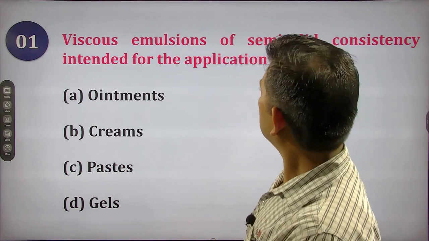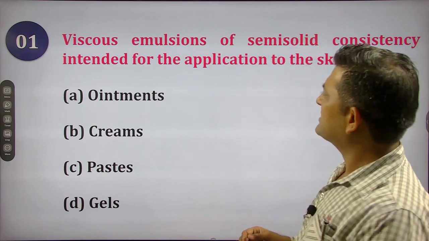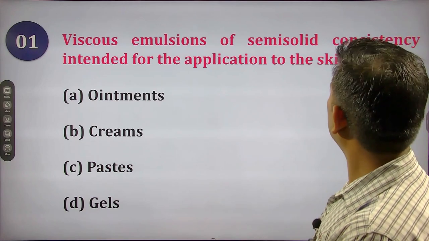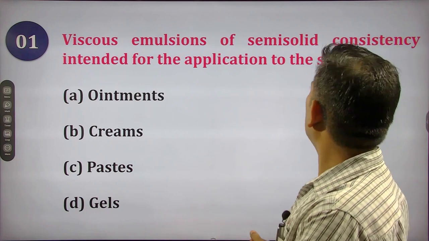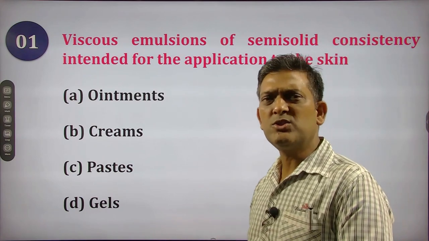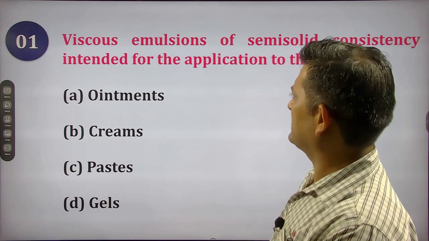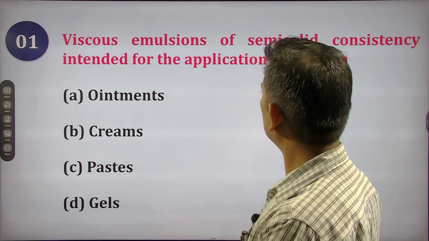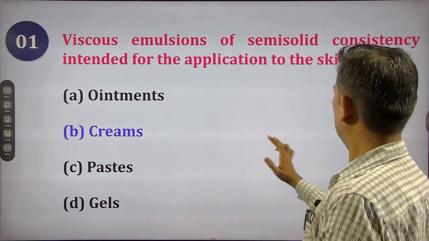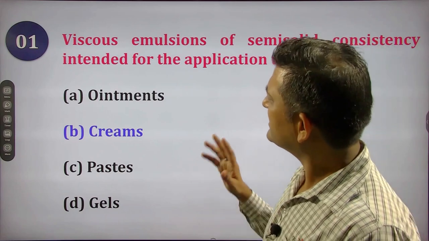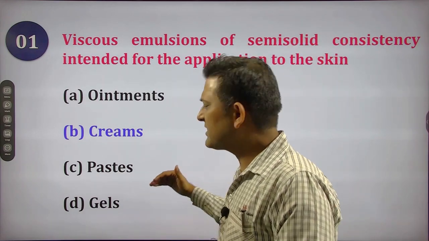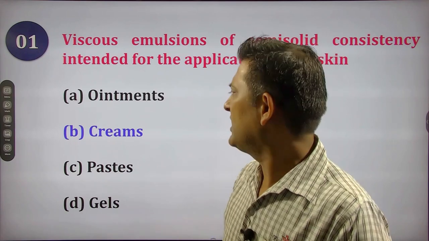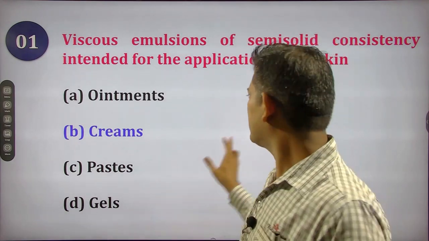What is a viscous emulsion of semi-solid consistency intended for application to the skin? Let us see the answer. Its answer is cream. Why is cream the answer? Why are ointments, pastes or gels not the answer? Because cream has its own definition. Let us see in the next slide.